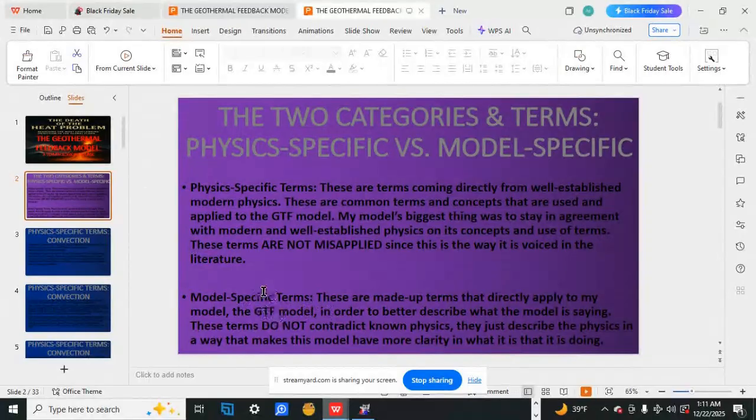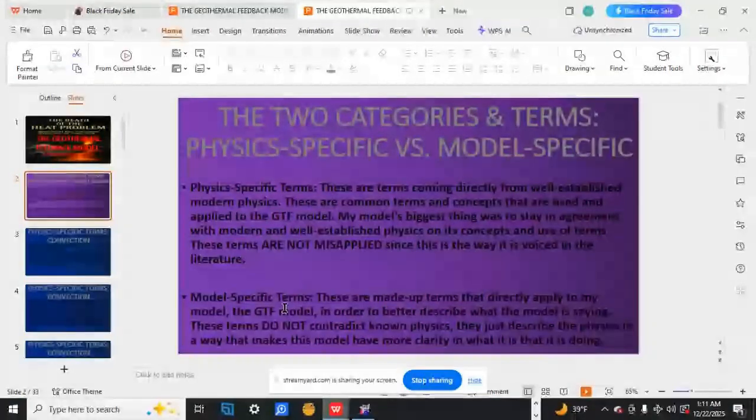It's just specific terms that apply to this particular model, and it's a better way for me to describe, with clarity, exactly how the GTF model is approaching the subject matter of the heat problem, or so-called heat problem.